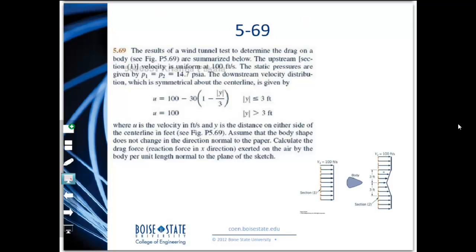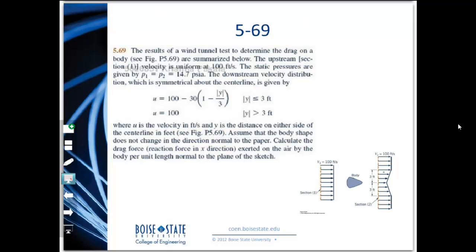The downstream velocity distribution, which is symmetrical about the center line, so you can see that it's symmetrical, is given by these profiles where u is the velocity in feet per second, y is the distance on either side of the center line, so y goes this way. Okay, you're asked to assume that the body shape does not change normal to the paper, so if you look anywhere across this into the screen, the body has the same shape.